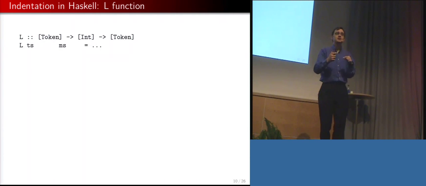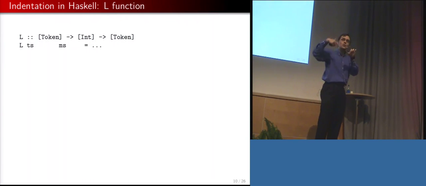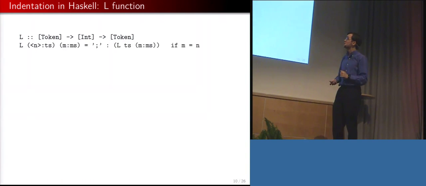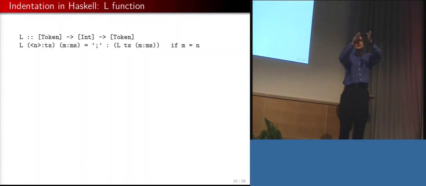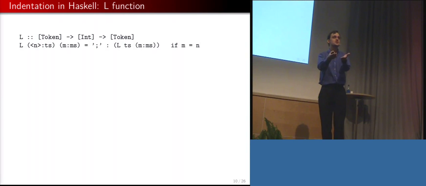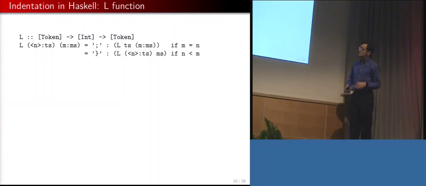The L function takes in the stream of tokens, TS, from the lexer and emits a stream of tokens that are going to go to the parser. Along the way, it's passing along this MS, which is a stack of indentations that it uses for bookkeeping. The first case is when it sees an n angle brace token. So we started a new line. Well, if that n is equal to m, the current indentation context, then we're lined up with the current indentation context, so we're starting a new statement. So we're going to insert a semicolon.